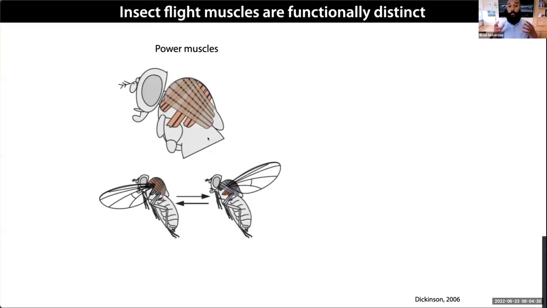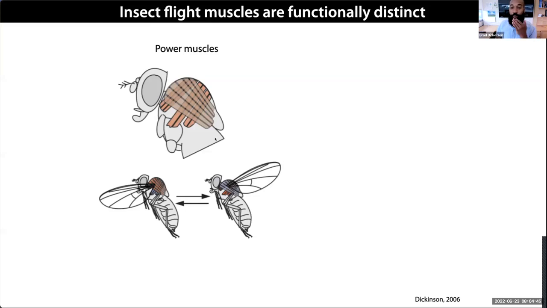Flying insects are unique compared to other flying animals in that all the power and control for flight resides in the thorax. There's no musculature in the wings, and insect flight muscles are functionally distinct. This is true for all flying insects. We have muscles responsible for powering flight, called the power muscles. They make up the majority of the thorax, and they flap the wings back and forth. They also help generate the initial lift to get off the ground.